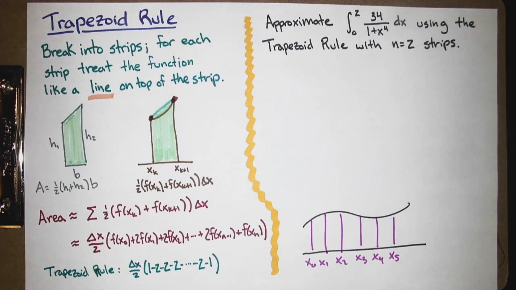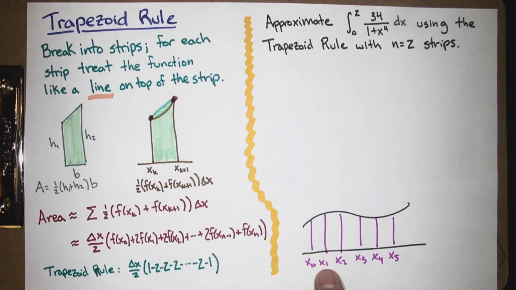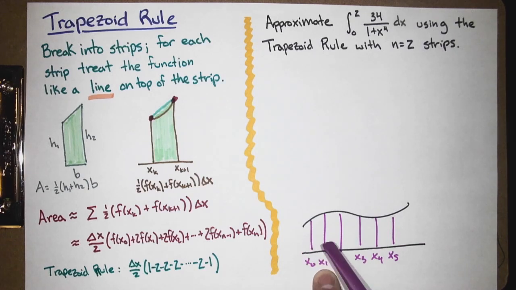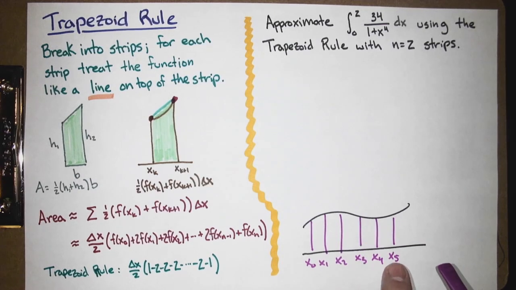Now, how many times does x0 show up among these terms? It will only show up once, for the first interval. How many times will x1 show up? Twice, as the right-hand side of the first interval and as the left-hand side of the second interval. So that's why there's a 2. How about for the x2? How many times will that show up? 2. And again, each one of the ones in the middle shows up 2 times until we reach the end.